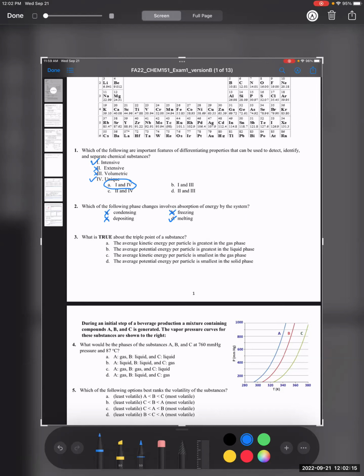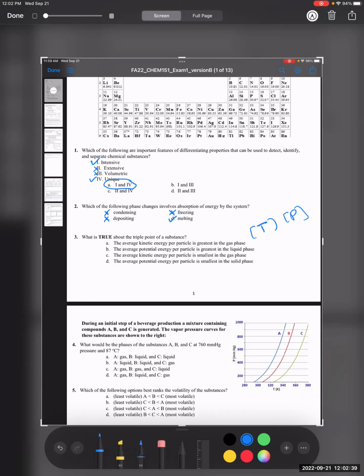Okay. Question 3. What is true about the triple point of a substance? Triple point is a certain temperature and certain pressure where all three phases, solid, liquid, and gas, coexist. Okay, and then we have the same temperature and then at a certain pressure. Okay, so what is true?